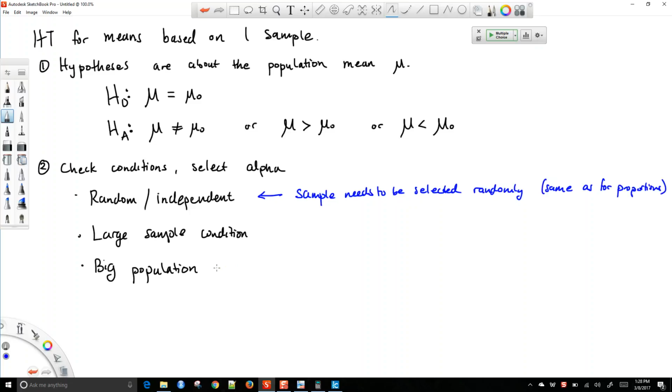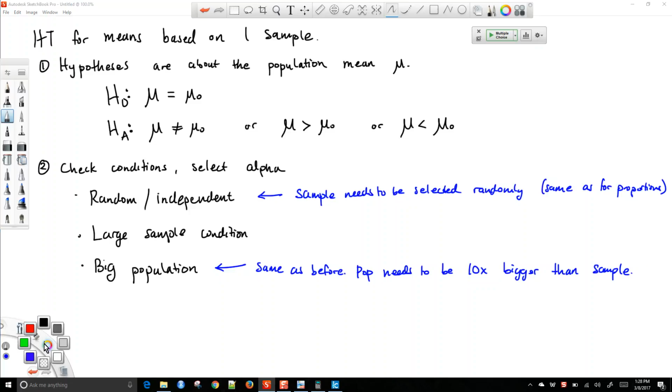Okay, how do we check the big population condition? This is the same as before. The population needs to be at least 10 times bigger than our sample. Okay. The way we check the large sample condition, this is different. Okay, this has changed.